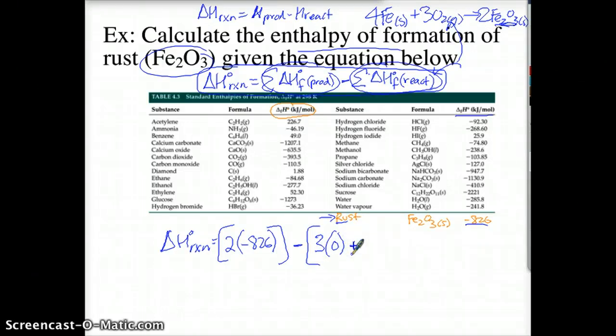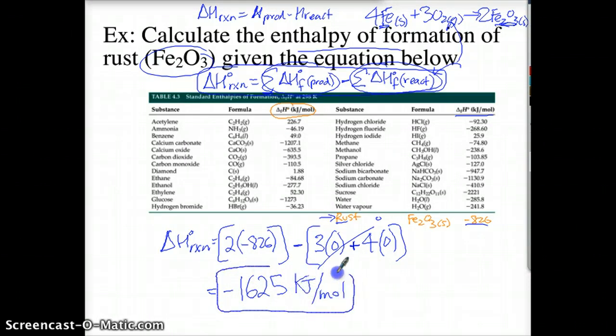And now I add up because it's a sigma, I got to add the enthalpies of the other reactants. In this case, it's iron, Fe. Oh, Fe is a solid, it's in its standard state, so it's 4 moles times 0. Boom, so this comes out to 0. So I'm basically left with 2 times negative 826, which gives me negative 1,652 kilojoules per mole. Boom. That is the enthalpy of formation for rust if 4 moles of iron react with 3 moles of oxygen.